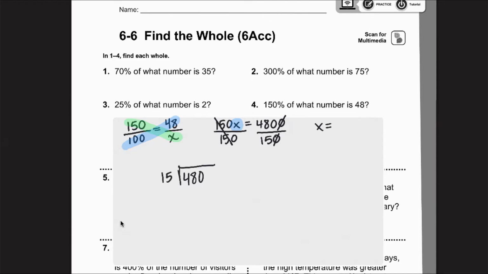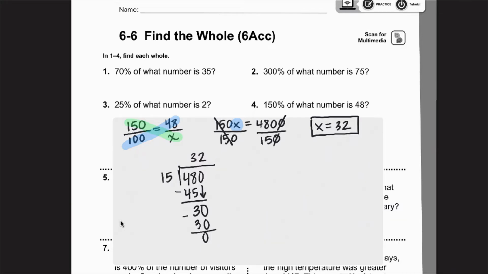Okay, so 15 goes into 48 how many times? 3 times makes 45. Find the difference, and then bring down your next place value. 15 goes into 30 2 times evenly with nothing remaining. So our answer here is 32. Yay! Not too bad, right?